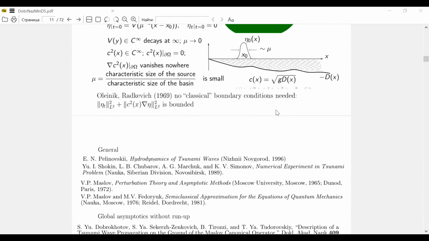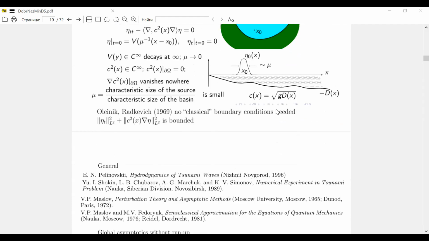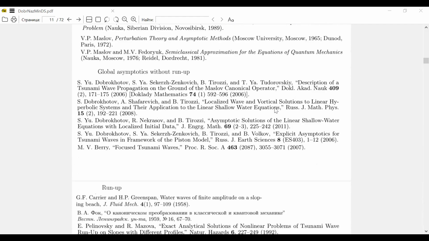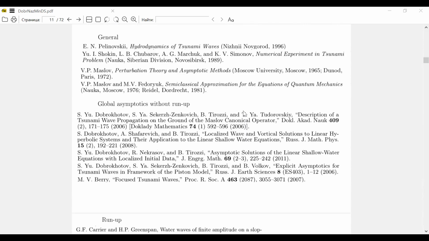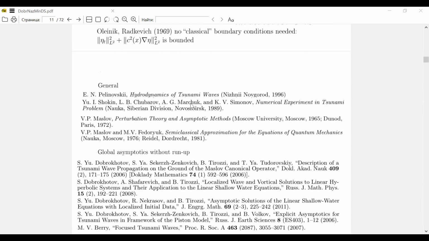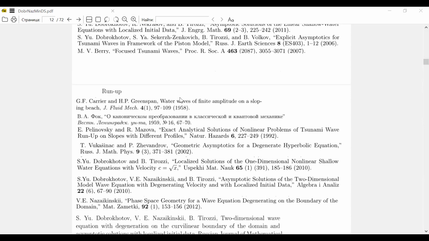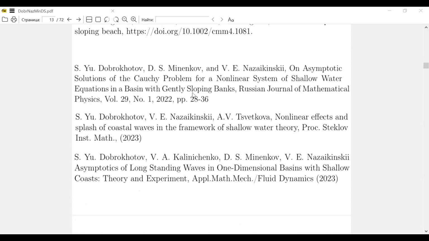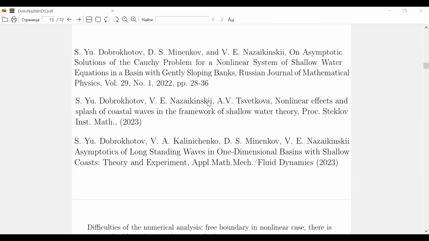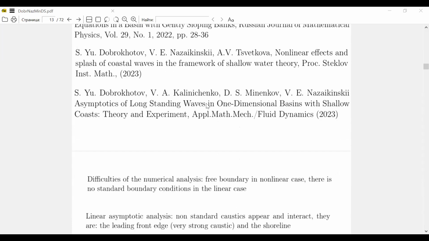It is possible to construct a more complicated case. Now I want to come to the nonlinear situation. There is a big literature, but important for us is the work of Pelinovsky and Mazova in the nonlinear situation, then Carrier and Greenspan, and some others. You can find the complete literature in our published paper here, and there will also appear other new problems.